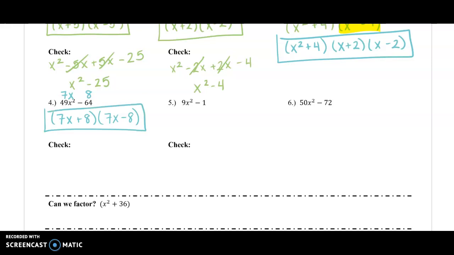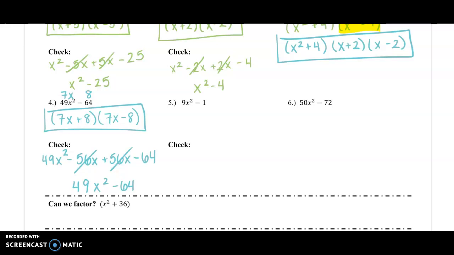Now, how would you go and check? You would just FOIL. 7x times 7x, 49x squared. 7x times negative 8, negative 56x. 8 times 7x, plus 56x. 8 times negative 8, negative 64. The x terms will cancel out, the negative 56x and the 56x. You'd be left with 49x squared minus 64, what you started with, so you know you did it right.